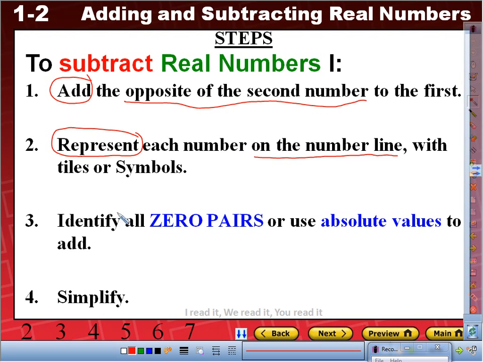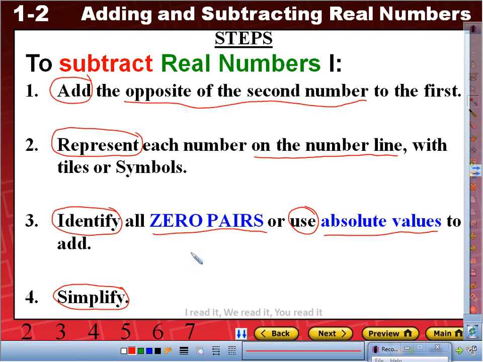Step 3, circle the word identify. Underline 0 pairs. Circle the word use. Underline absolute values. And the last one, very important, simplify. All right, so 4 easy steps.